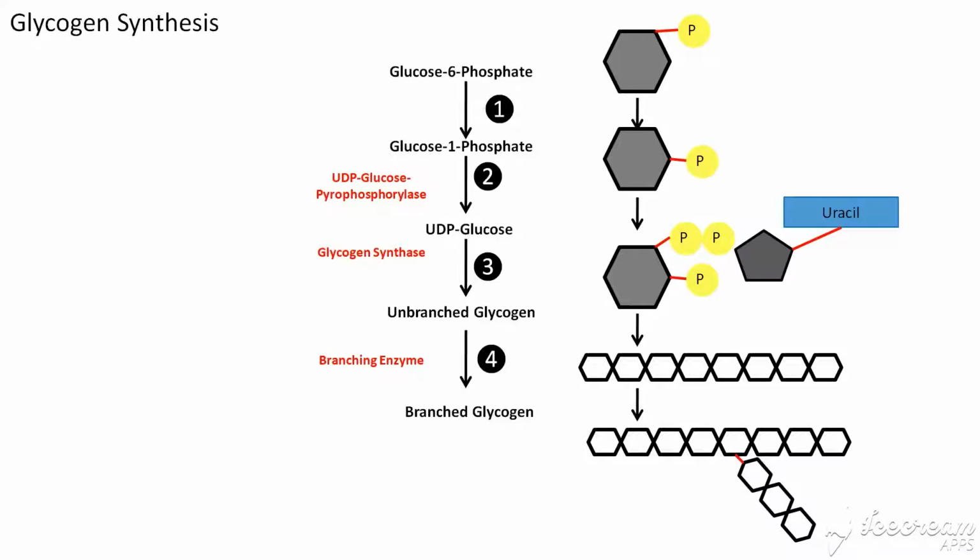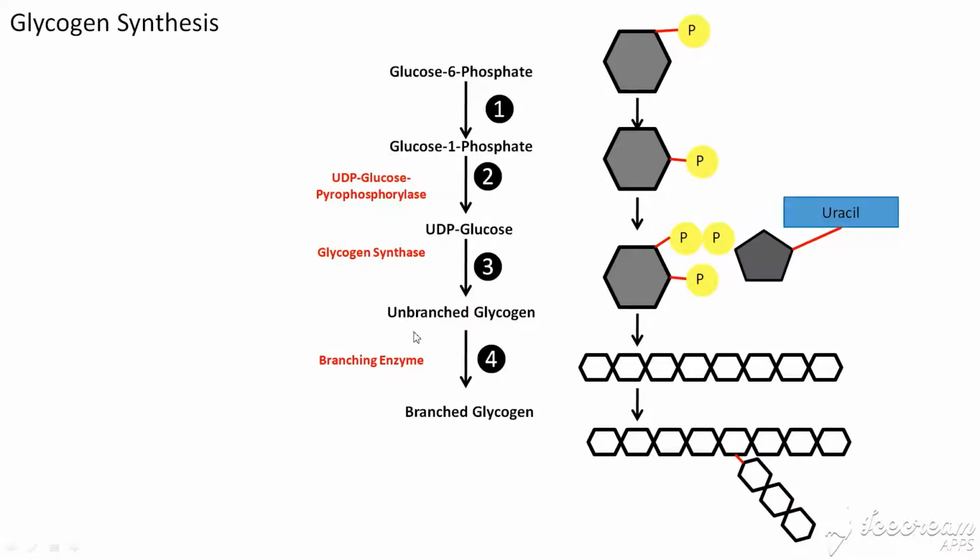The next step is the conversion of UDP glucose into unbranched glycogen. This is catalyzed by the enzyme glycogen synthase. This is a very important enzyme in glycogen synthesis. What happens is that we take a few molecules of UDP glucose, we cut off the UDP, and we tie the glucose molecules together to get unbranched glycogen. The unbranched glycogen is all formed by 1,4 glycosidic bonds.